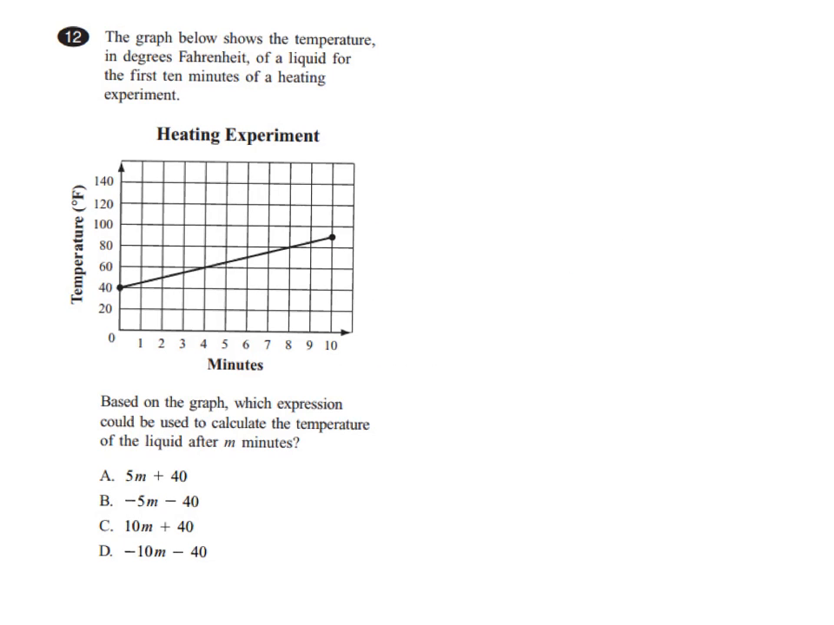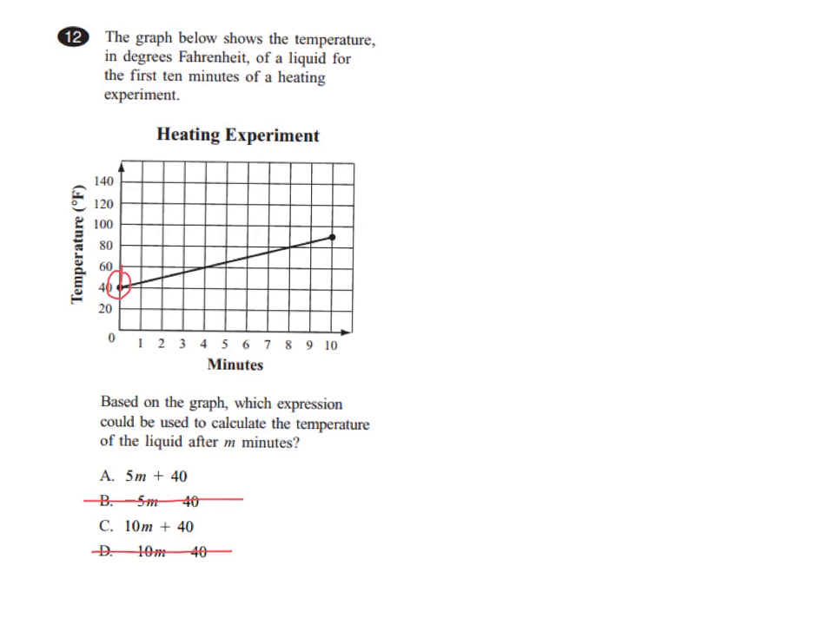This is number 12 on the 2014 MCAS, and we're asked which expression could be used to calculate the temperature of the liquid after m minutes. So we can see on the graph that after 0 minutes the temperature is 40, which means that B and C are eliminated because both of those have an initial value of negative 40. And then we can figure out the slope of the graph.